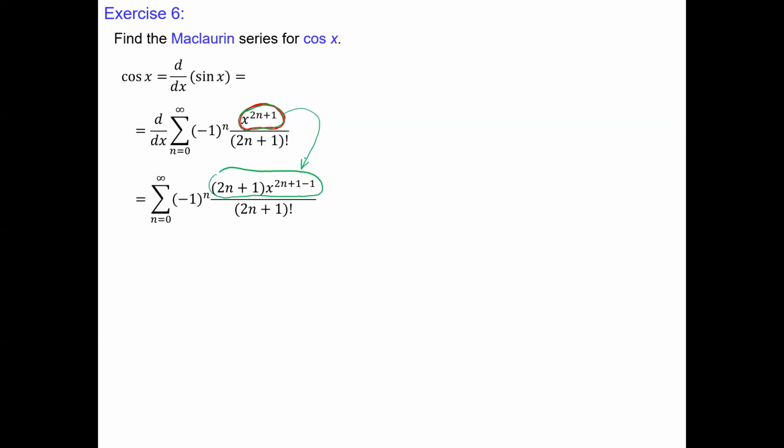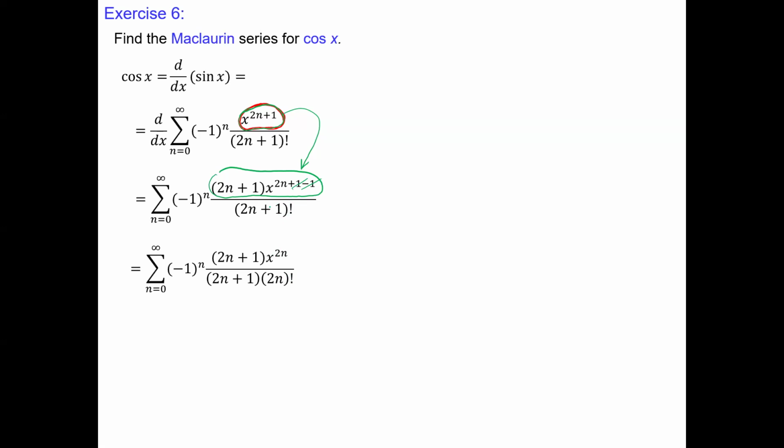Yes, if you think about the power rule, the derivative of x to the power of 2n plus 1 is 2n plus 1 times x to the power of 2n plus 1 minus 1. That's it. And 1 minus 1 cancels, so we can see only the even powers. And also 2n plus 1 factorial, I can rewrite as 2n plus 1 times 2n factorial, the same number.